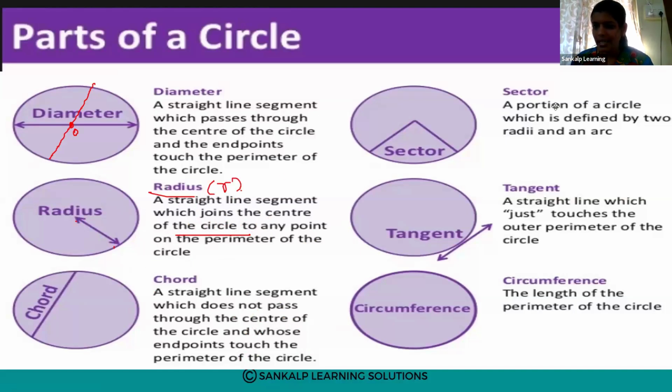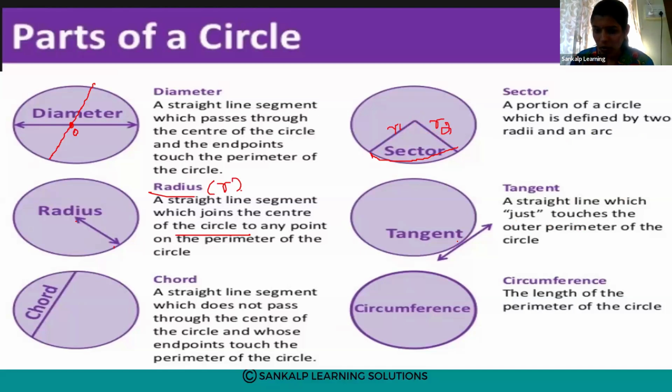Okay, sector. Sector means what? A portion of a circle which is defined by 2 radii and arc. So this is arc and these two are radii. Okay, radius means 1, radii means 2. Okay, tangent. Tangent means what? A straight line which just touches the outer perimeter of the circle.